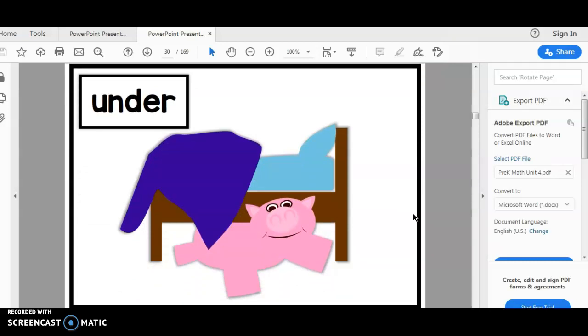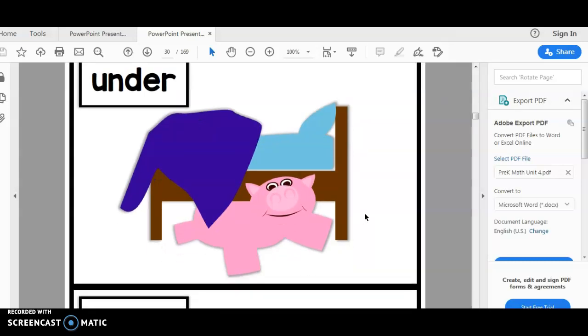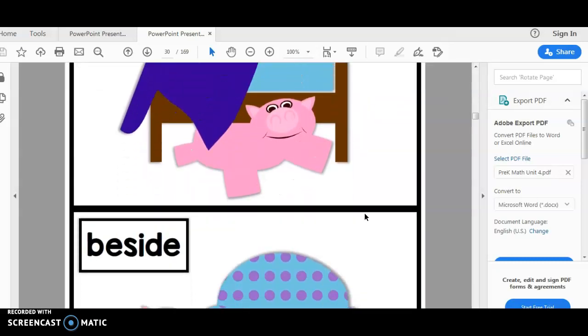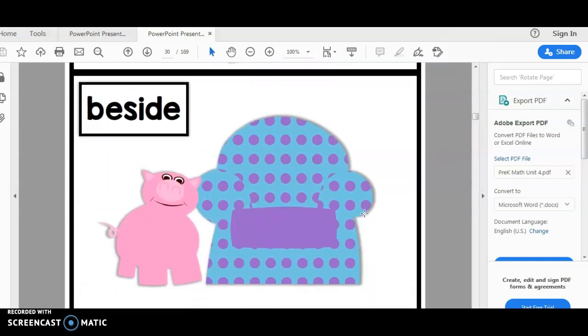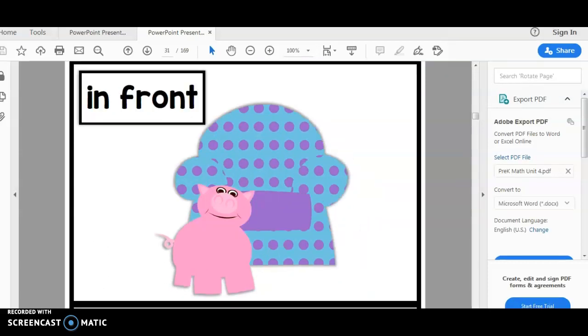Where's the pig now? Right there, right? He's on the bed? On top? No. He's under the bed. You see him? He's under the bed. And now the pig is beside the couch, okay? Now the pig is in front of the couch or sofa. He's in front, okay?